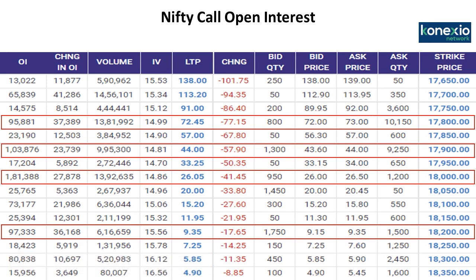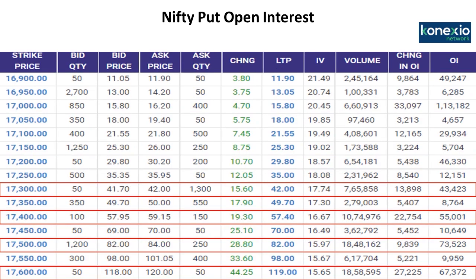Now let us discuss what we have seen in Nifty puts. In Nifty puts, the action was seen in 17,600 puts, then 17,500 puts, then 17,400 puts, and then 17,300 puts. Now here you can see there has been a rise in the open interest. Implied volatility is slowly and gradually rising.